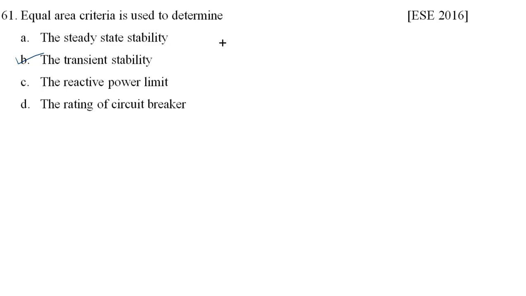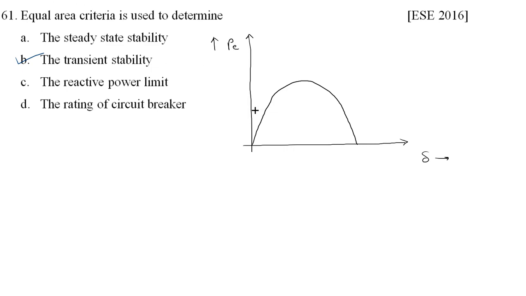In case of equal area criteria, we are considering the power angle characteristic. It is a graph of delta versus the electrical power output. Its characteristic will be something like this. For a given mechanical input, this is the mechanical input PM. We consider if there is a change in the mechanical input, if we increase or decrease the mechanical power input, whether our system is stable or not. Or in case of a parallel line, if a fault takes place and the circuit breaker does not open in a given time, then the system may become unstable.